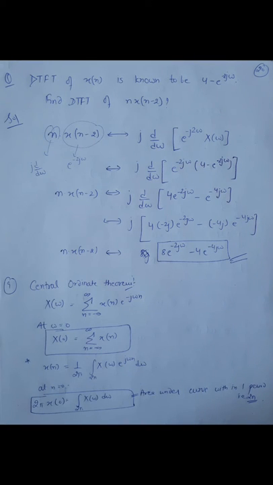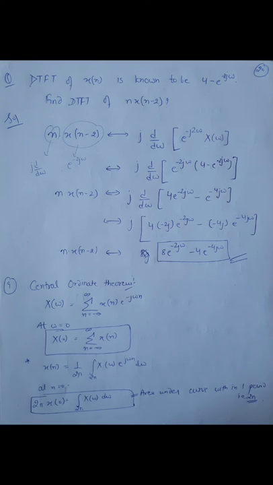Next question: the DTFT of x[n] is given as X(omega) = 4 e raised to power minus 2 j omega. Find the DTFT of n times x[n minus 2]. So n minus 2 is the time shifting property, which will result in e raised to minus 2 j omega, and multiplying by n is j d by d omega. So j d by d omega of X(omega) e raised to power minus 2 j omega.